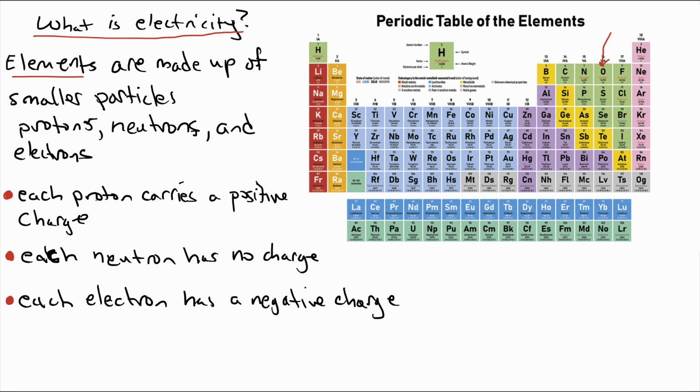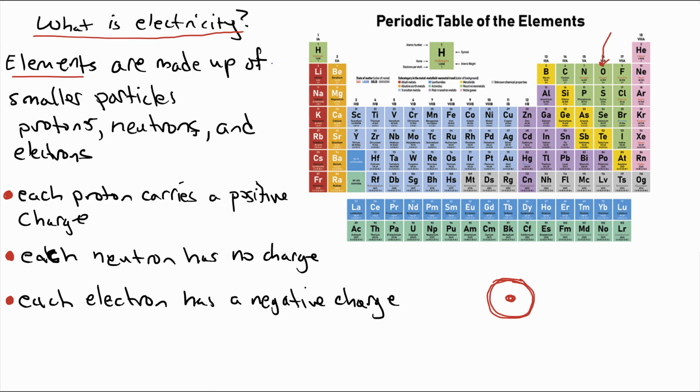And so protons are in the center of the element. So if we could just say here's an element, and we'll represent this as the nucleus, and this is the outer electrons. The proton is in the nucleus. Each proton carries a positive charge, so for every proton you have a positive charge. Each neutron has no charge, so that's another thing in the nucleus of an atom. And each electron, which is out here, has a negative charge.